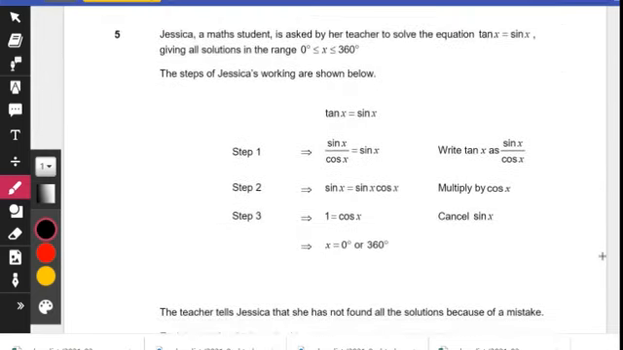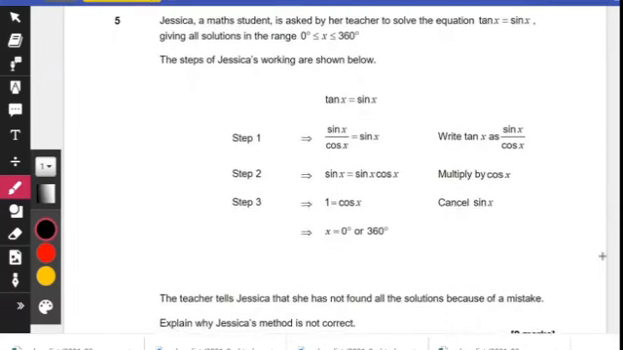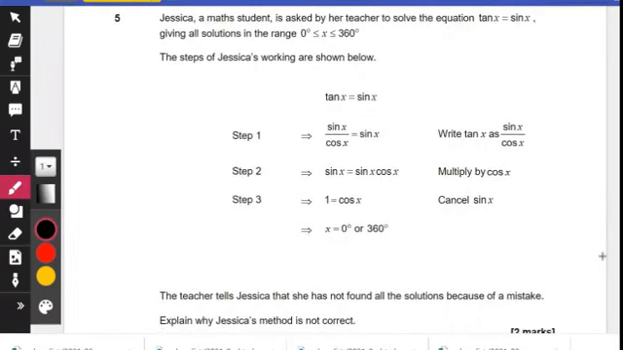Keep the questions coming, guys. It's really good. Okay, so Jessica, a math student, is asked by her teacher to solve the equation tan x equals sin x. Don't worry, Jess, we know it's not you. You'll do better than this, Jessica.